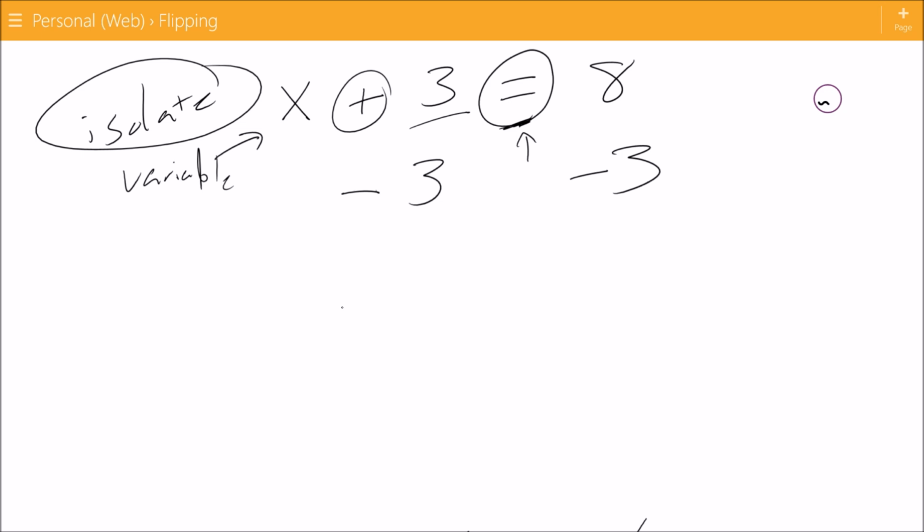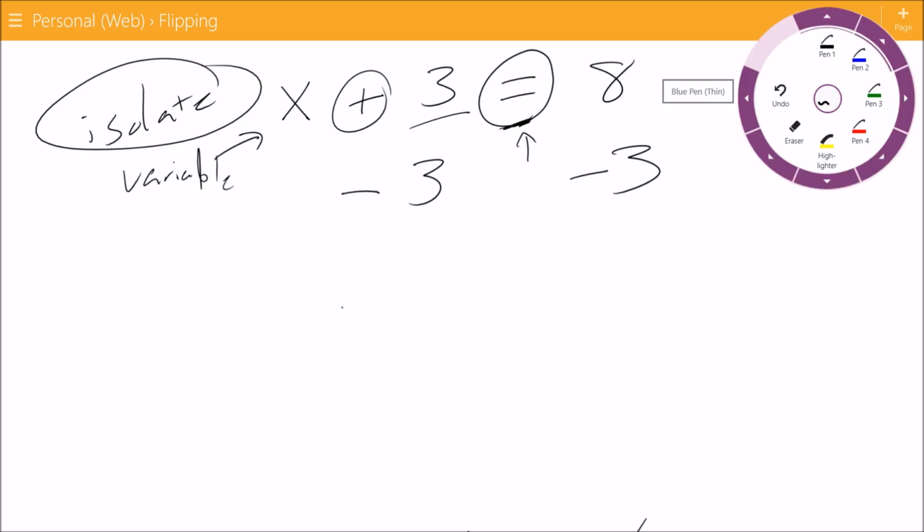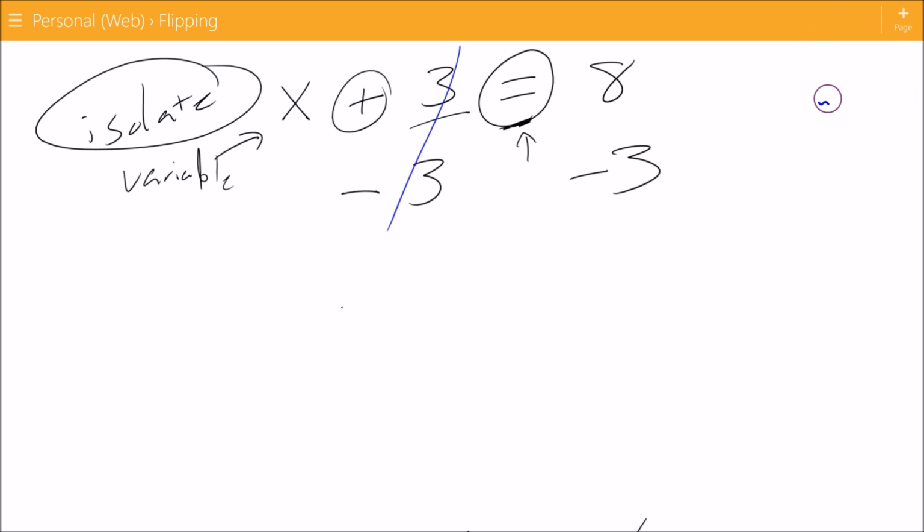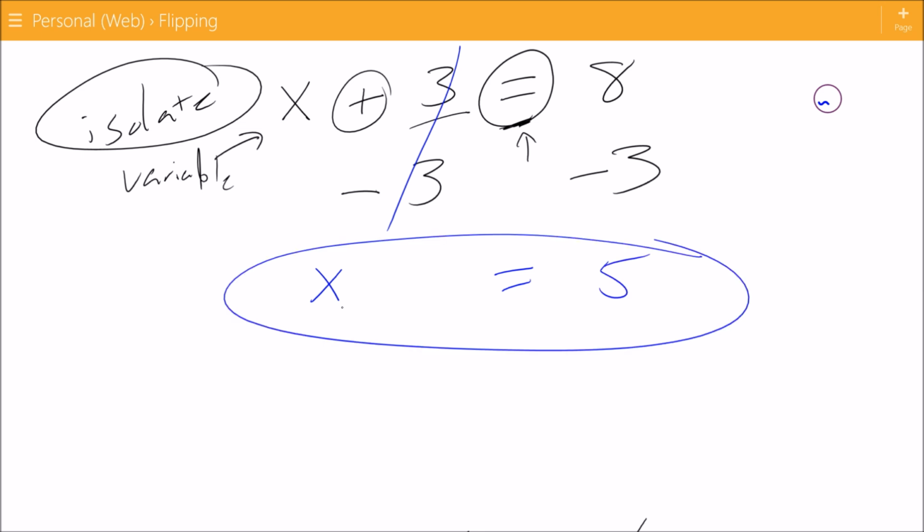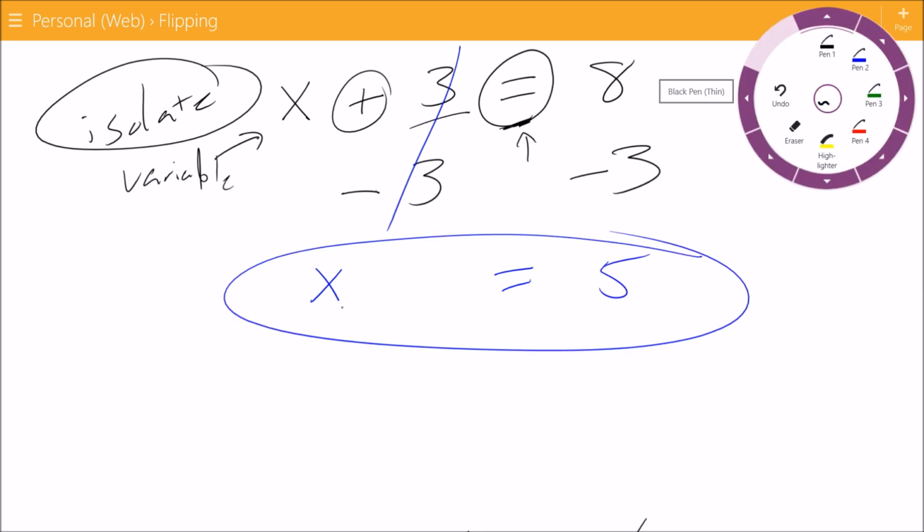So I subtract 3. What we see is that they cancel out there, so I'm left with just x, and I still have equal here. 8 minus 3 is 5. And there I go. I have solved for x right there. X equals 5.